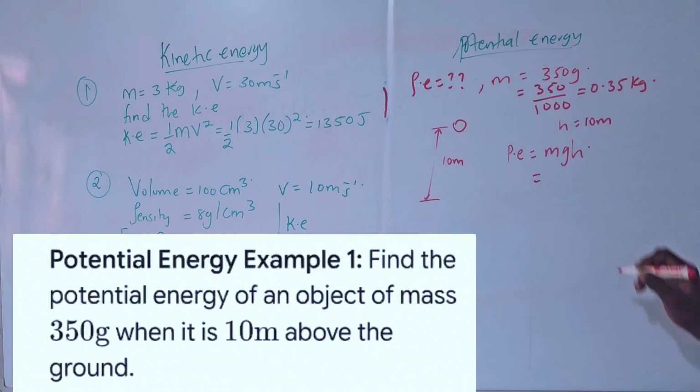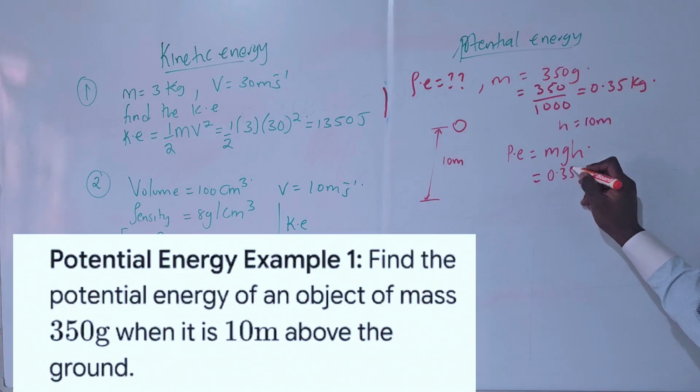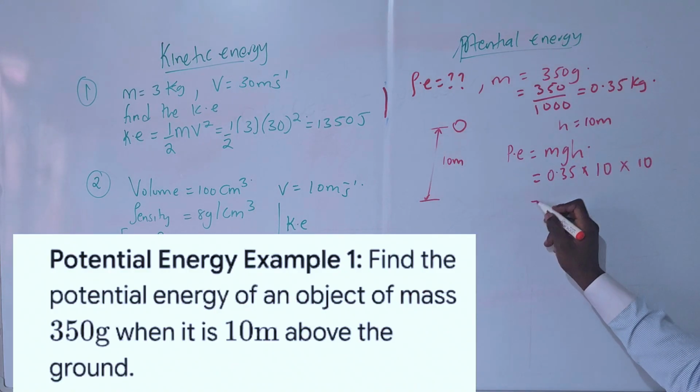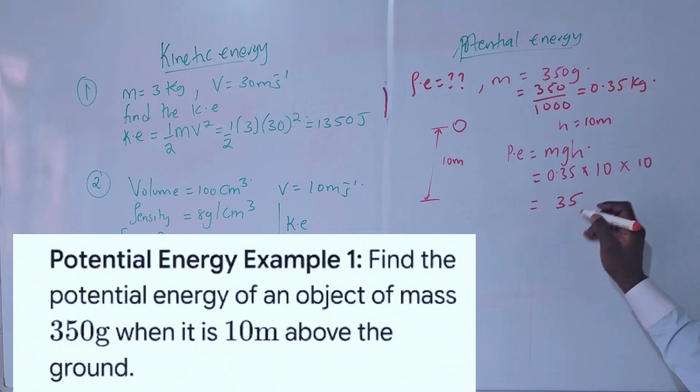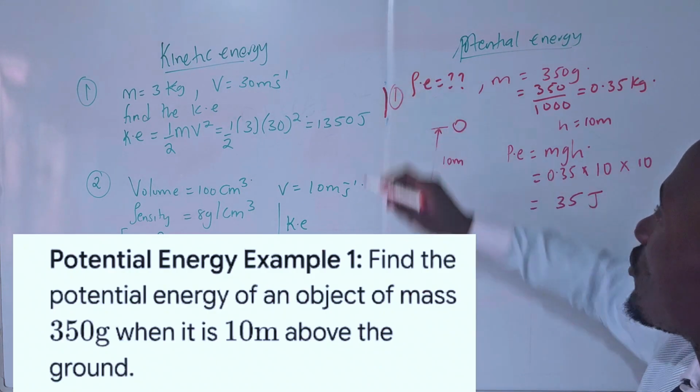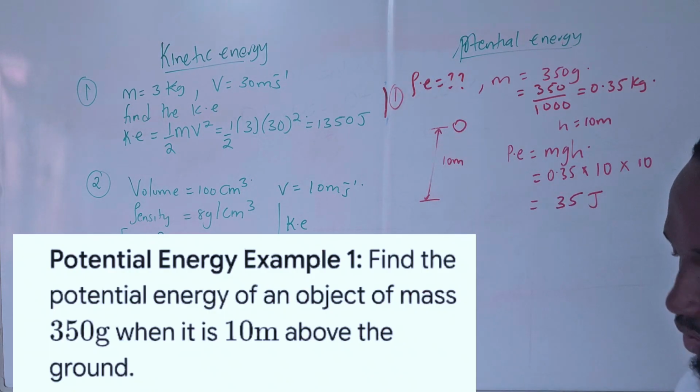So the mass is 0.35 times the g, which is 10 for now. Senior 2, we assume acceleration due to gravity is 10, times the 10, which is the height. This gives us 35 joules. This is energy. So the SI unit is joules. This has been question 1. Let's look at question 2.